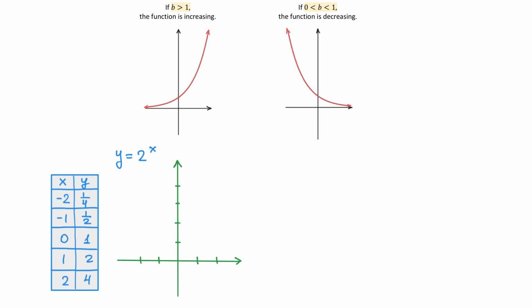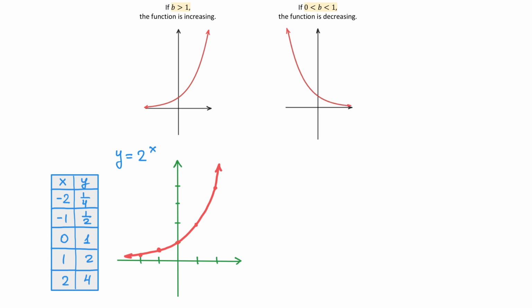The first point is negative 2 and 1/4. The next one, negative 1 and 1/2. Then 0 and 1, 1 and 2, and 2 and 4. And now I will connect these points to get the graph. So here we have the graph, and as you see, because the base is a number that is greater than 1, this function is increasing.